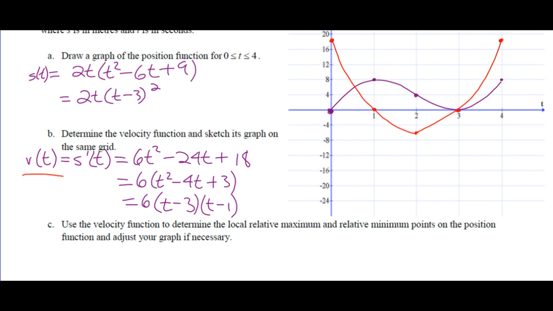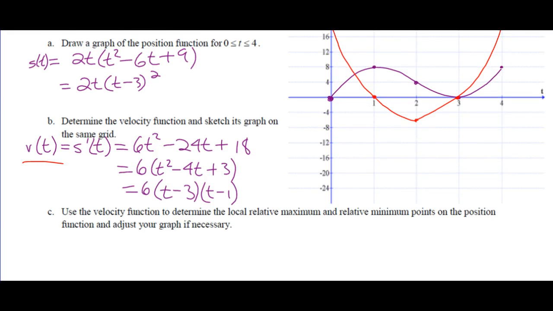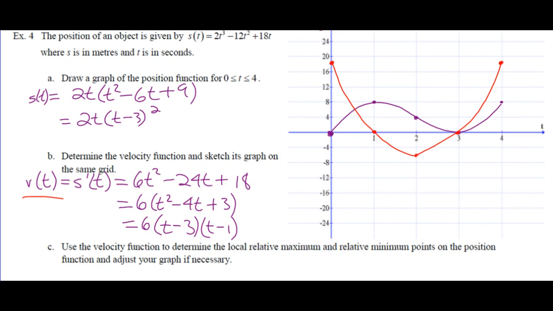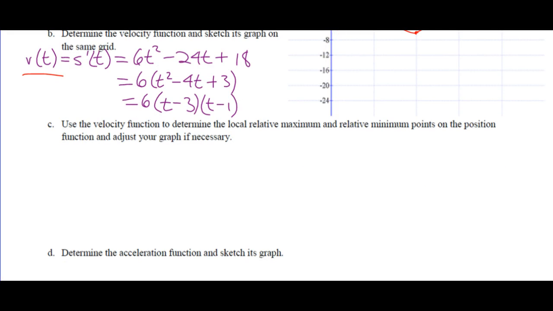Use the velocity function to determine the local relative max and relative min points on the position function and adjust your graph if necessary. Okay, so do we have the right position function? Okay, so where are there local maxes and mins? So, yeah, where the velocity is 0, so that's going to be at 1 and 3. Okay, so then what do we want to do? Well, we want to work out the position at 1 and 3. So we have a local max slash min.